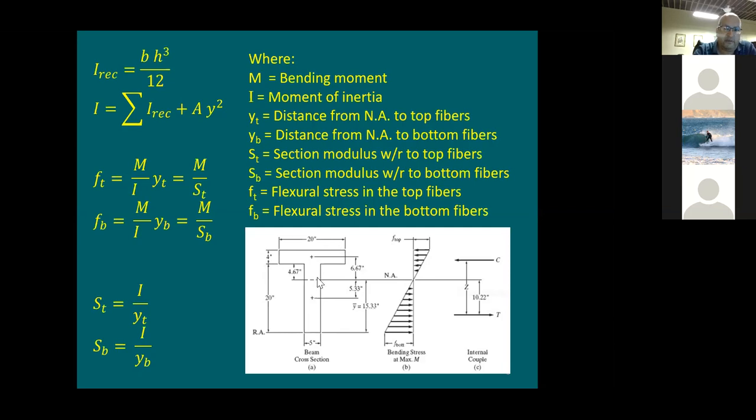Total moment of inertia is equal to the moment of inertia of section number one about its own centroid, plus the moment of inertia of section number two about its centroid. This is what I'm saying here: the summation of moment of inertia for these rectangular sections. Then you add the cross-section area of each subsection, section one and section two, times the distance from its centroid to the global centroid squared, A y squared.